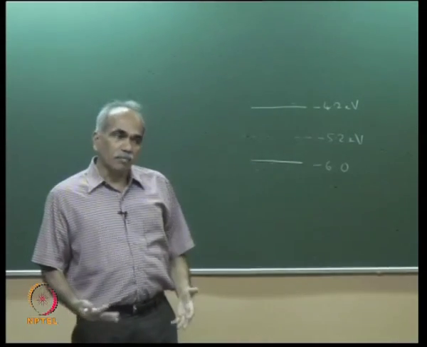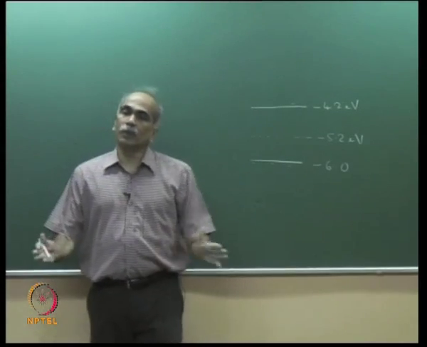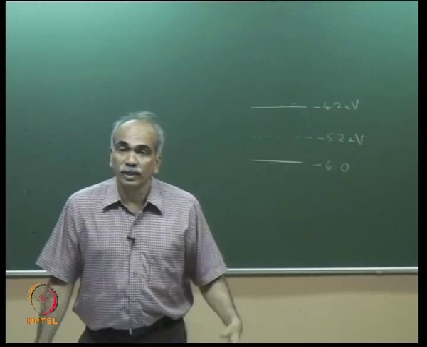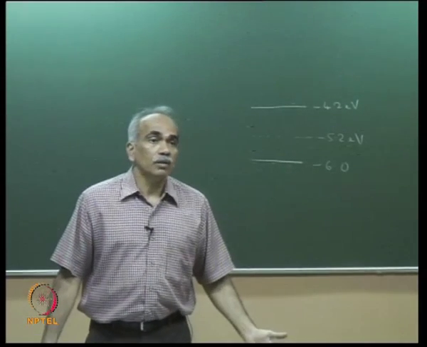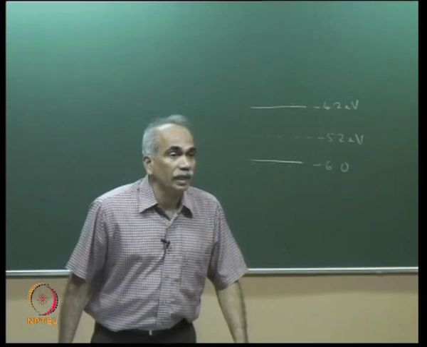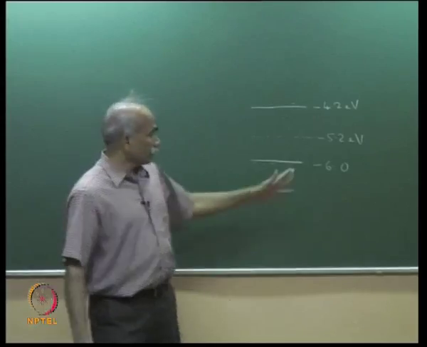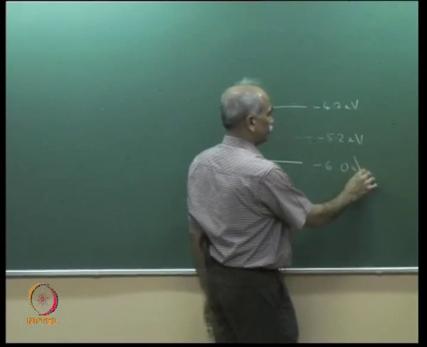So the typical numbers that you will encounter are these. Many of you may know that the work function of materials is of the order of 4 eV, 5 eV, 3.5 eV. What is work function? The minimum energy required to free an electron from the surface of the material. So these are the kind of actual numbers which we have for this.